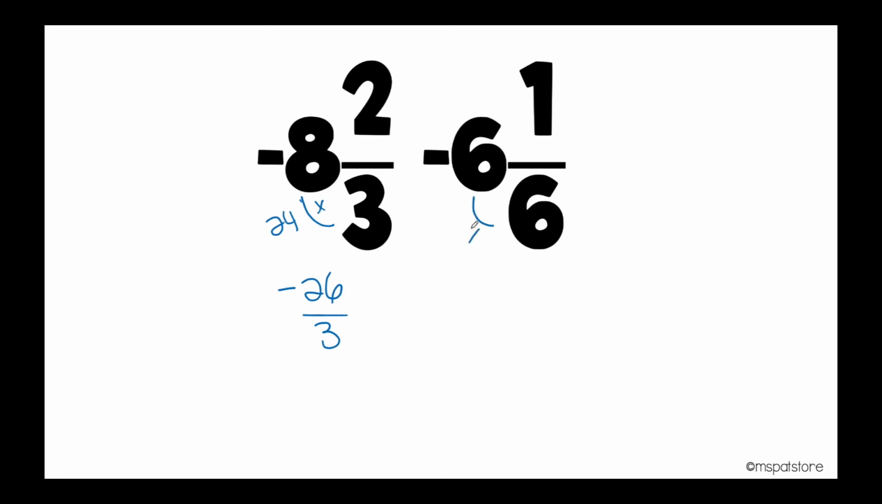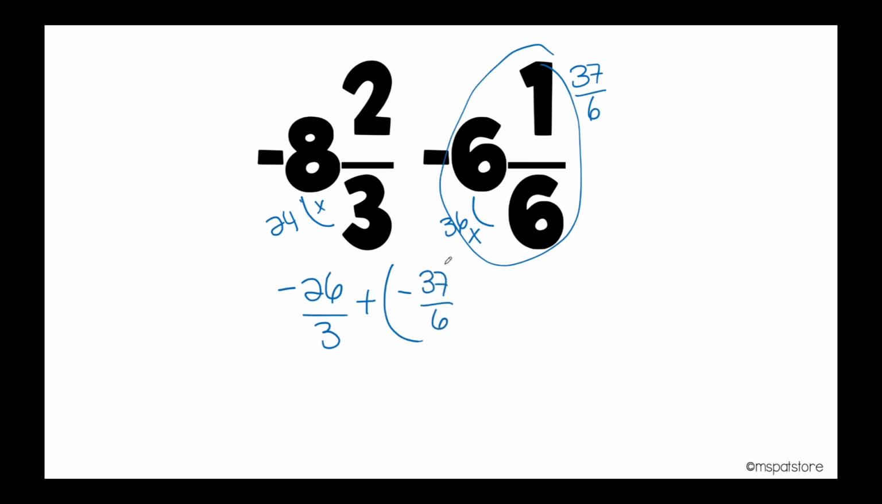6 times 6 is 36. 36 plus 1 is 37. So this is actually 37 out of 6. Okay? So now I'm ready to write my first fraction. In this case, it is negative 26 out of 3. And add the opposite of the second number, negative 37/6, which is positive 37/6.